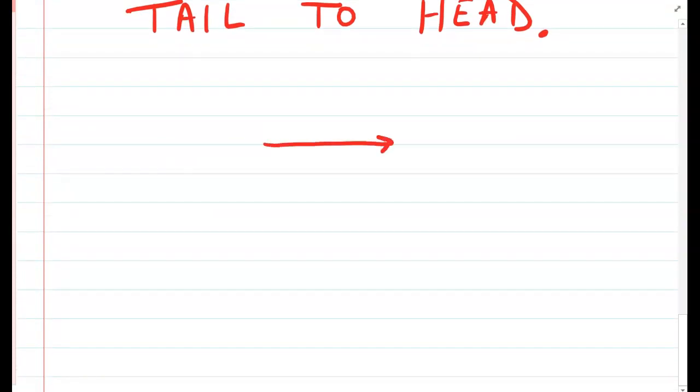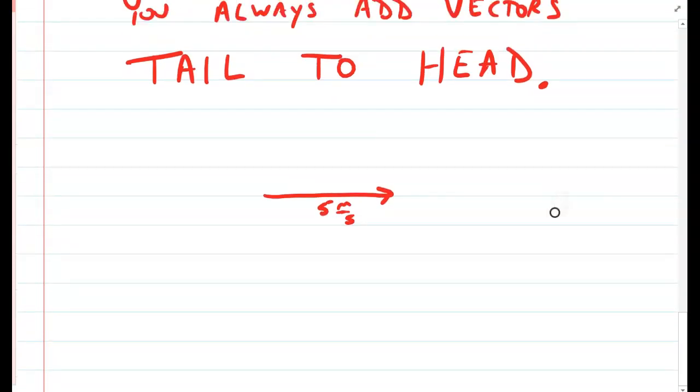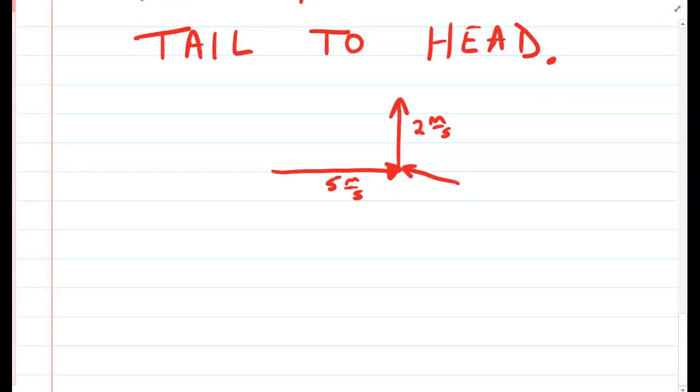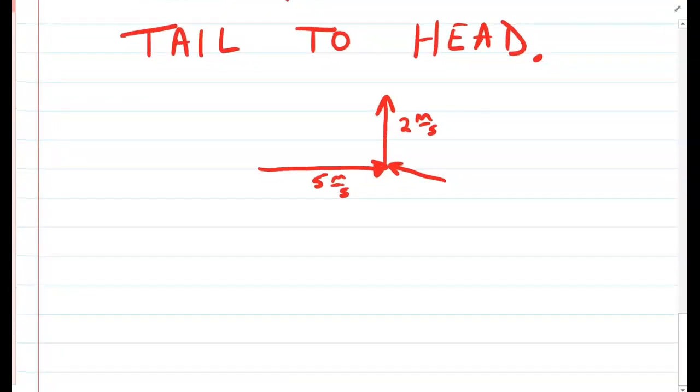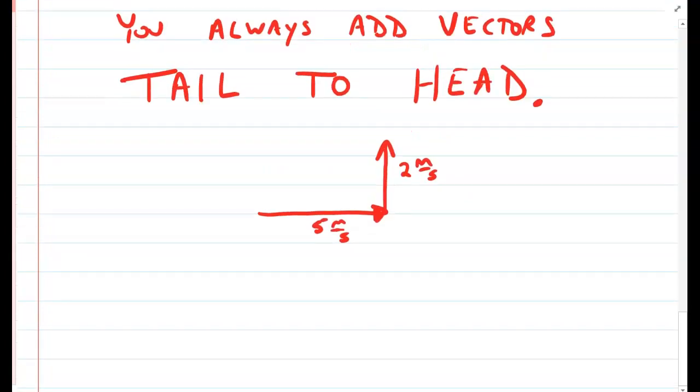Here's the river vector. It was 5 meters per second to the right. And the boat vector was 2 meters per second this way. So do you see what I did? I put the tail of the boat vector at the head of the river vector. See right there? That's tail to head. I put the two vectors tail to head. And notice I didn't change their direction and I didn't change their magnitude. I left that alone. So I've put the two vectors together.